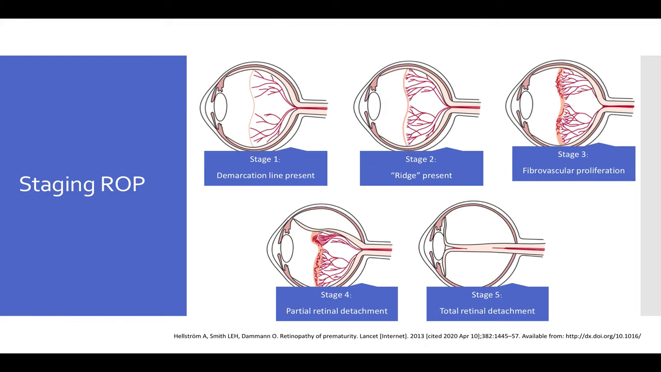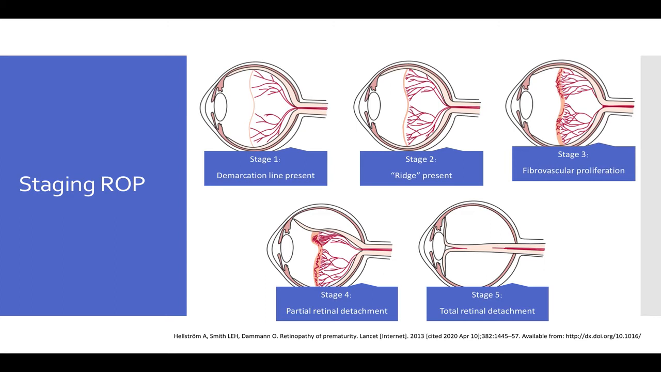Staging ROP. ROP is classified into 5 stages, ranging from mild, which is stage 1, to severe, that is stage 5. Stage 1 ROP involves the presence of a demarcation line. This can be seen in the diagram above. This is a white line that marks the border between vascularized and avascular retina.